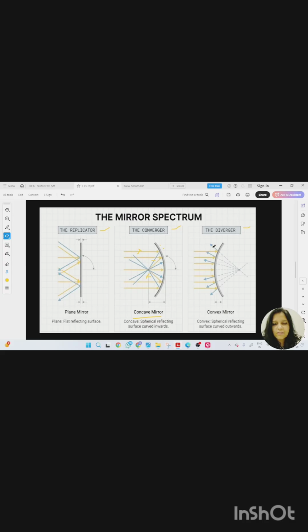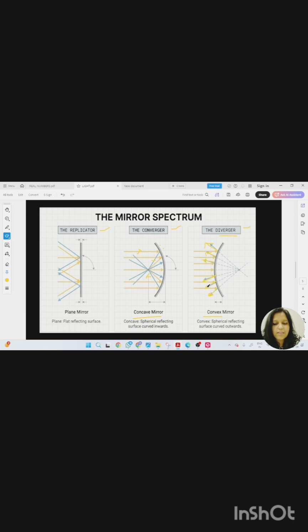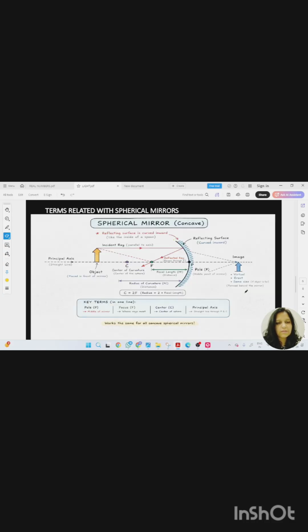Whereas in the third case, this mirror is a divergent, or we call it a diverging mirror, because when the incident rays fall on this mirror, they reflect and they diverge from each other. These rays do not exactly meet at a point, but they appear to meet at a point, and that is why such kind of mirrors always form virtual images.